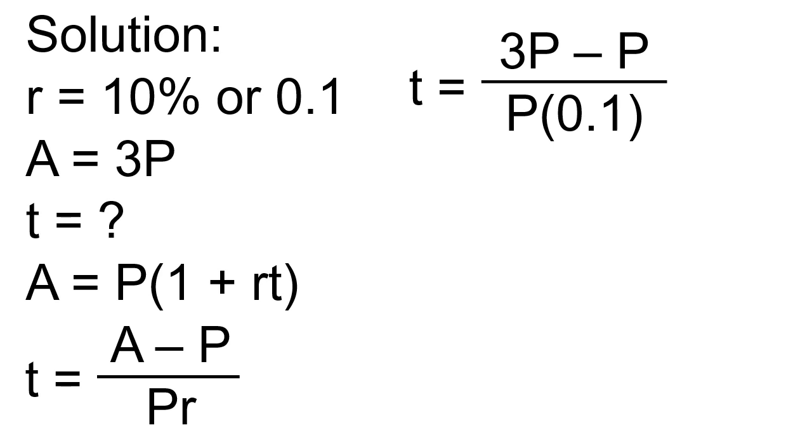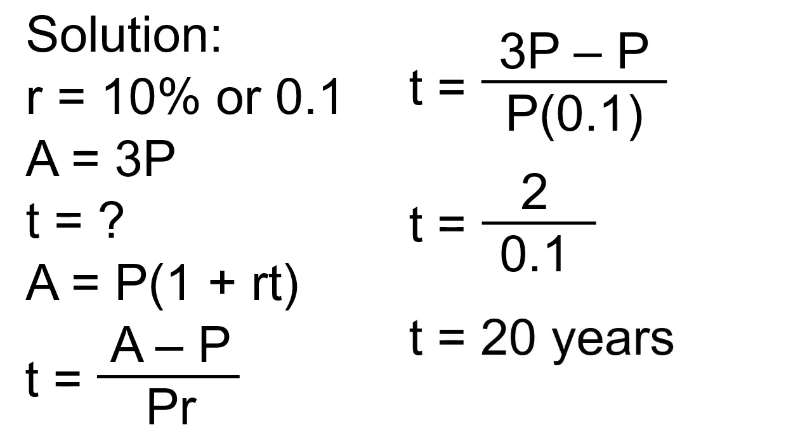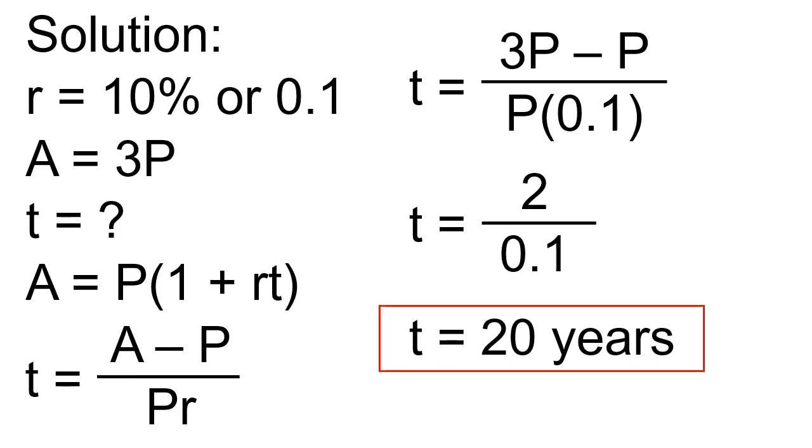Okay, so here we're going to have 2 over 0.1. Why? Because 3P minus P is 2P and P will be cancelled. That's why 2 and 0.1 will remain. So now we have T equals 2 divided by 0.1. So T is equal to 20 years. Okay, so that's how long it will take, 20 years, for the principal amount to be tripled.